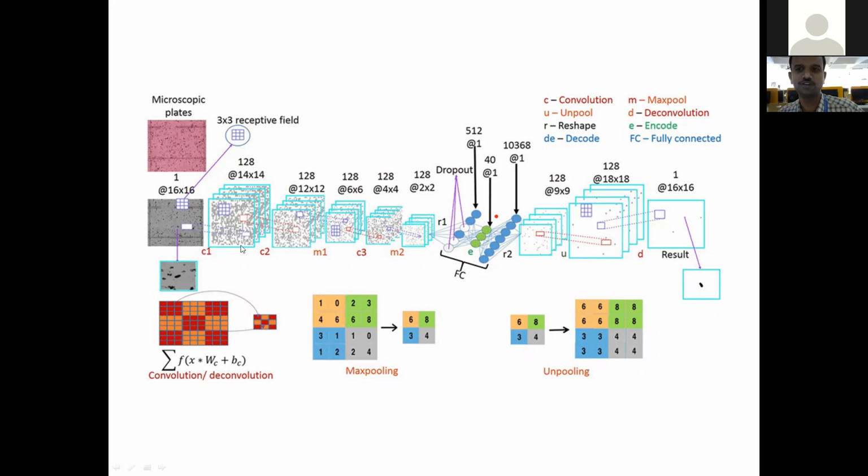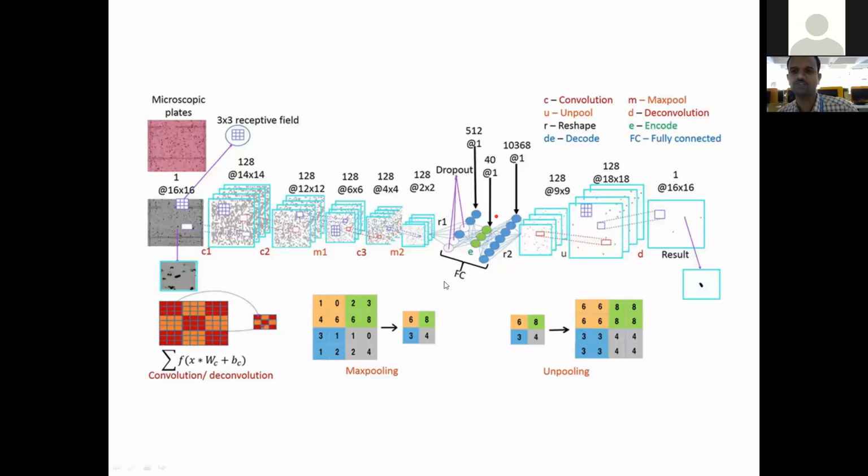We go for a convolution, then we go for maximum pooling. Again, we apply convolution and maximum pooling. This is a fully connected layer that you have here, and we reshape it. I use dropout here. Again, after reshaping you have to unpool, and then you apply deconvolution. So this is how things happen.